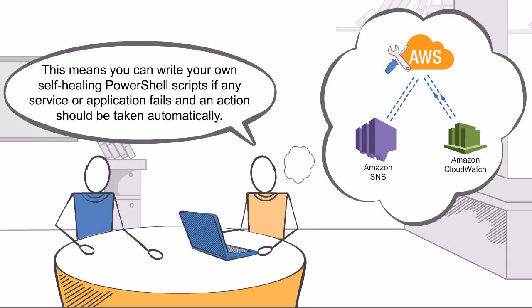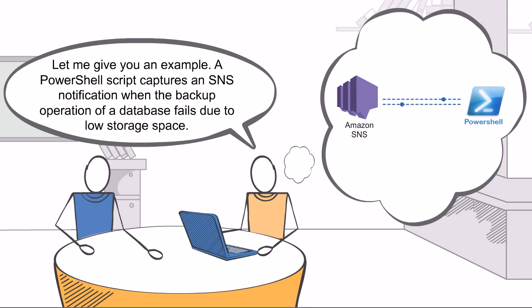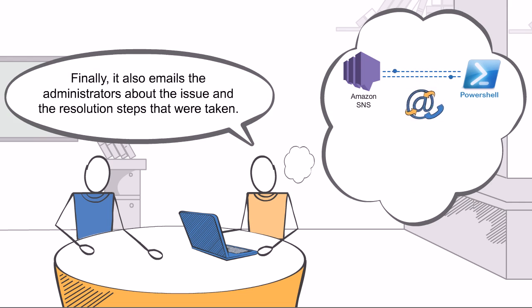This means you can write your own self-healing PowerShell scripts if any service or application fails, and an action should be taken automatically. Let me give you an example. A PowerShell script captures an SNS notification when the backup operation of a database fails due to low storage space. And further, it automatically increases the storage size in the Amazon EC2 instance running the database, and runs the backup operations again. Finally, it also emails the administrators about the issue and the resolution steps that were taken.